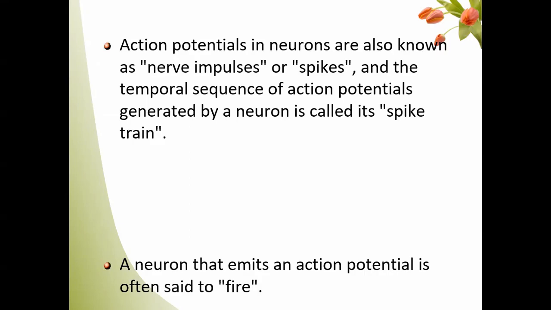Okay, the action potential in neurons can be called a nerve impulse. In other words, it can also be called a spike. The sequence of action potentials is called a spike train. Again, I am repeating: the action potentials in a neuron can be called nerve impulses or spikes. The sequence of these action potentials is called the spike train. A neuron which is emitting action potentials can be said to be firing. These are just terminologies.